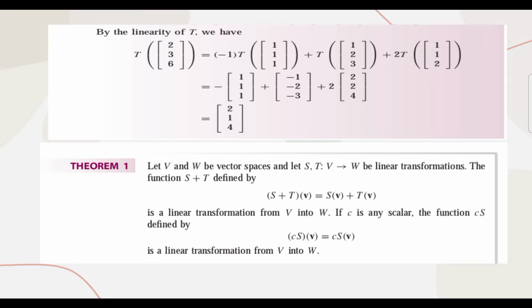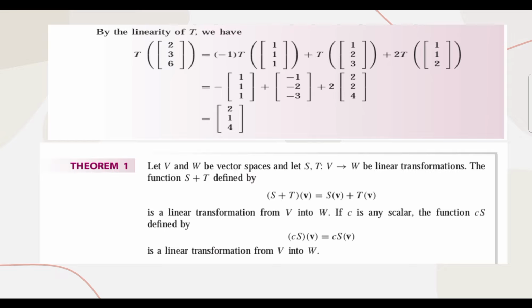Then, substitute the known values. Plug in the given outputs for the basis vectors. We have negative 1 times (1, 1, 1) plus (negative 1, negative 2, negative 3) plus 2 times (2, 2, 4). We get (negative 1, negative 1 plus 4, negative 1, negative 2 plus 4, negative 1, negative 3 plus 4). So we come up with the answer of (2, 1, 4).